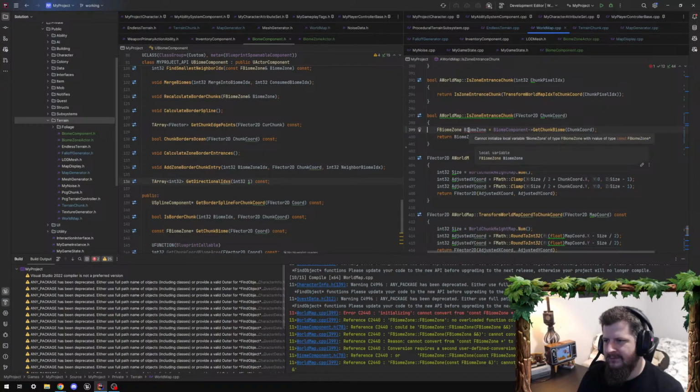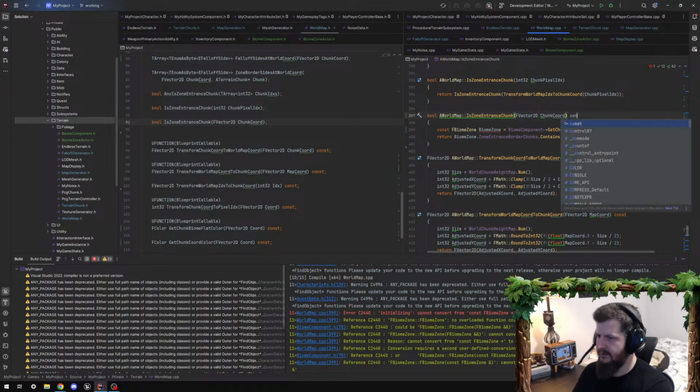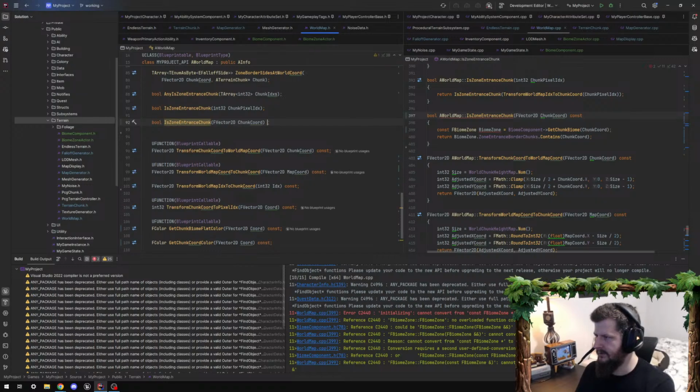What is this? Biome zone? Okay, yeah, it needs to be const, that's fine. And then this needs to be const as well, which is also fine. I mean, these all should probably be constant.